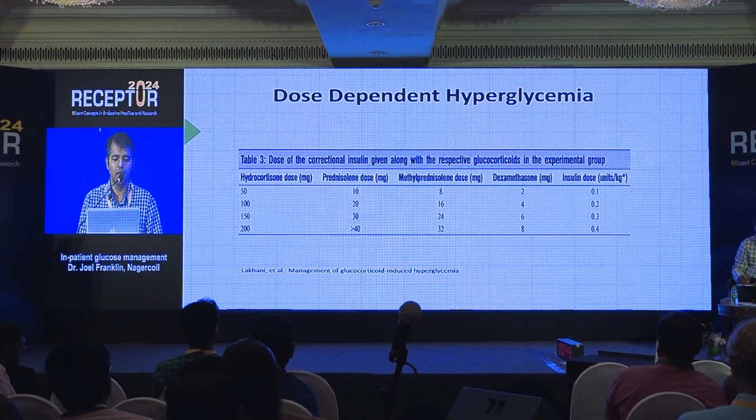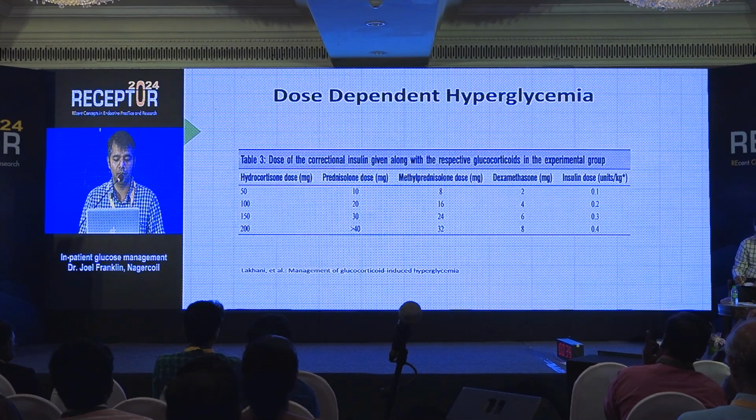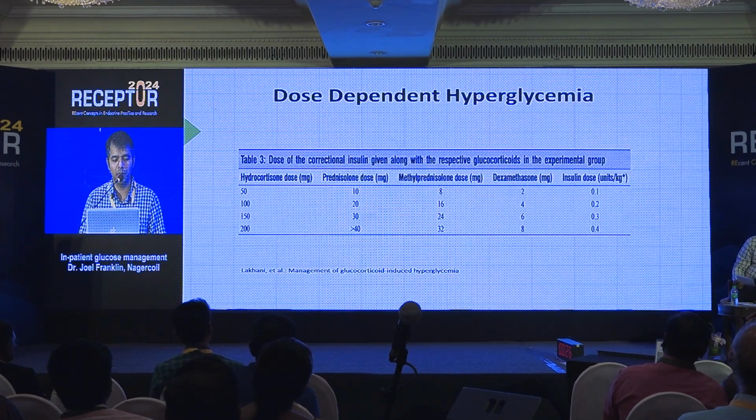NPH should be given; for 60 kgs, you have to give 6 units of NPH in the morning, along with or 1 hour prior to administering prednisolone. And similarly, for hydrocortisone, if it's 50 mg, you have to add 6 units of actrapid along with the already existing baseline actrapid.